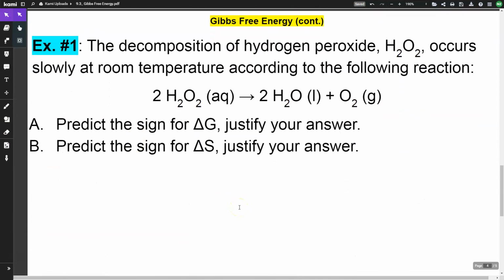So here's an example. It says the decomposition of hydrogen peroxide, H2O2, occurs slowly at room temperature according to the following reaction. It asks us to do two things. It says predict the sign for delta G and then justify your answer. It tells us that it occurs slowly at room temperature. Because it's happening at room temperature, we can assume that it's happening spontaneously. Because it's happening spontaneously, we know that delta G is going to be negative.